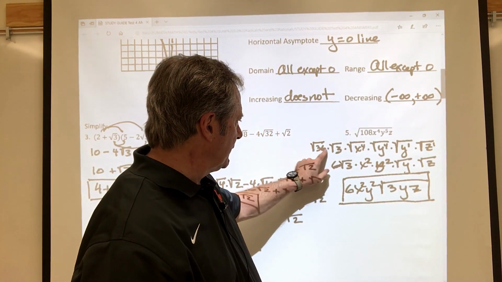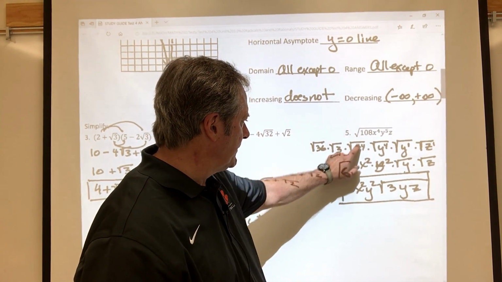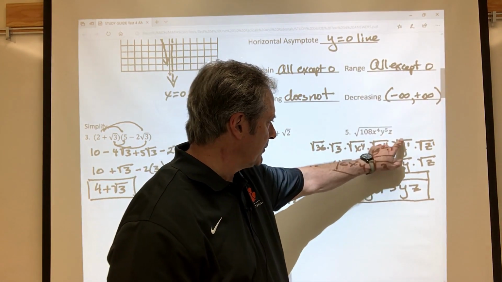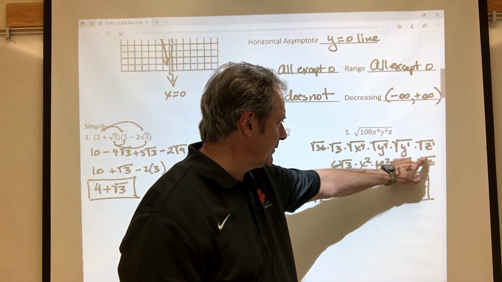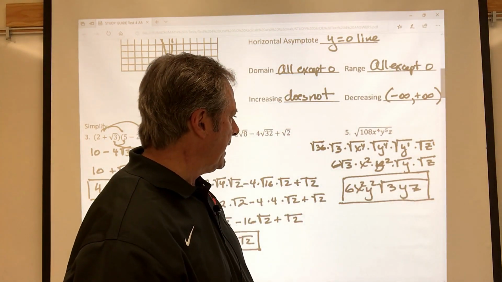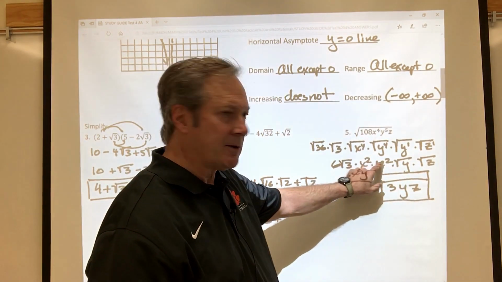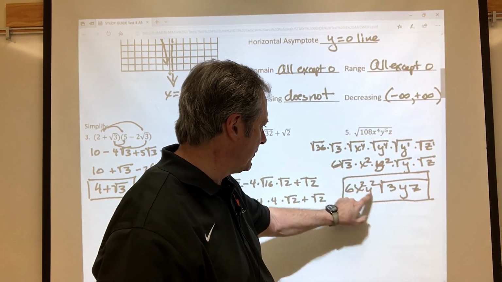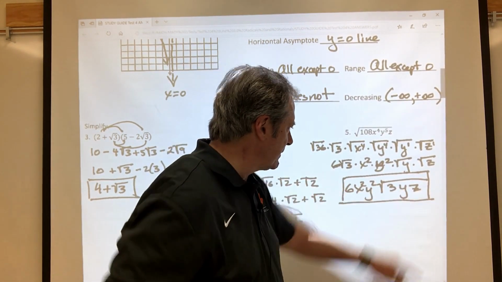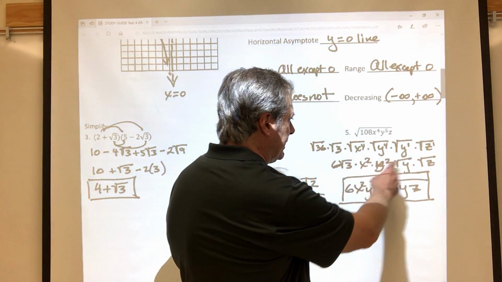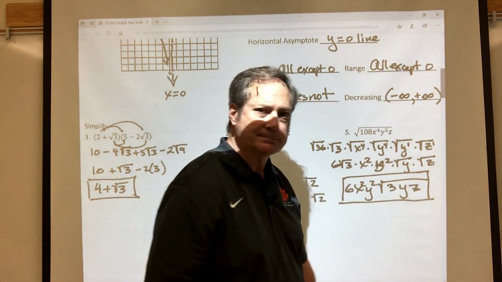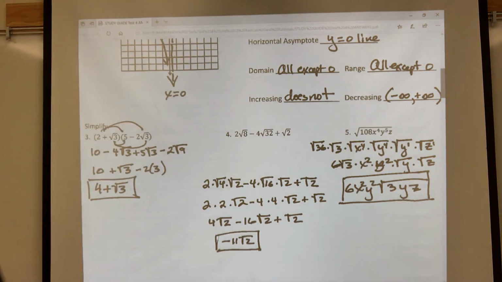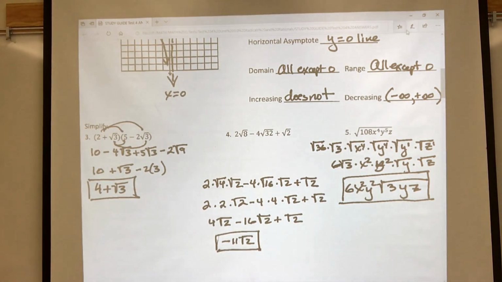So, square root of 36 is 6. We have 6 square roots of 3. Square root of x^4 is x^2. Square root of y^4 is y^2. Square root of y is still square root of y. Square root of z is still square root of z. And you put everything that's outside the radical sign out front. So you have 6x^2y^2, and then under the radical sign, we've got 3yz. And so that would be example 5. All right, let's go to the next page.